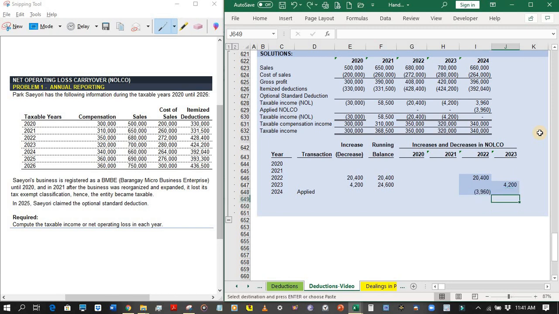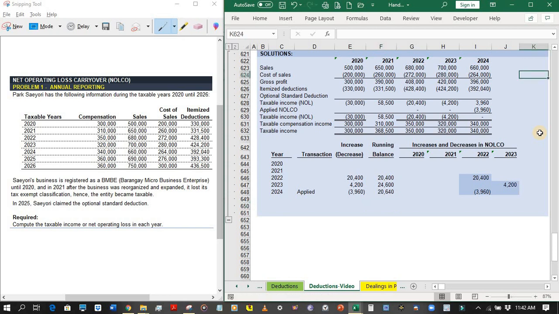So which means that out of 20,400, we already deducted 3,960 pesos. So that will decrease our balance. Therefore, the ending balance as of 2024 is 20,640 pesos.